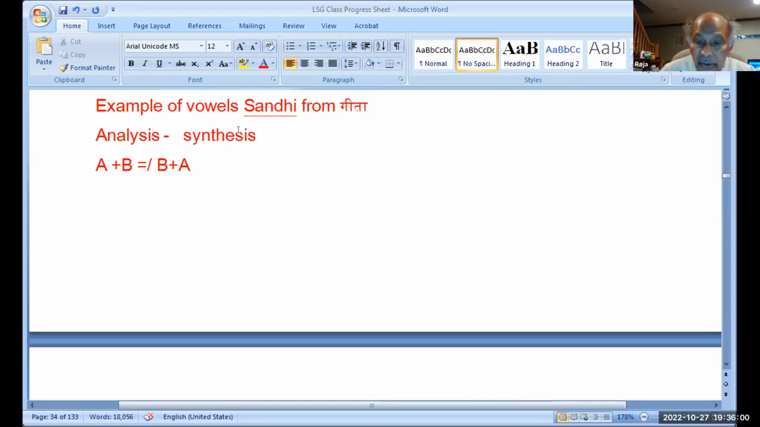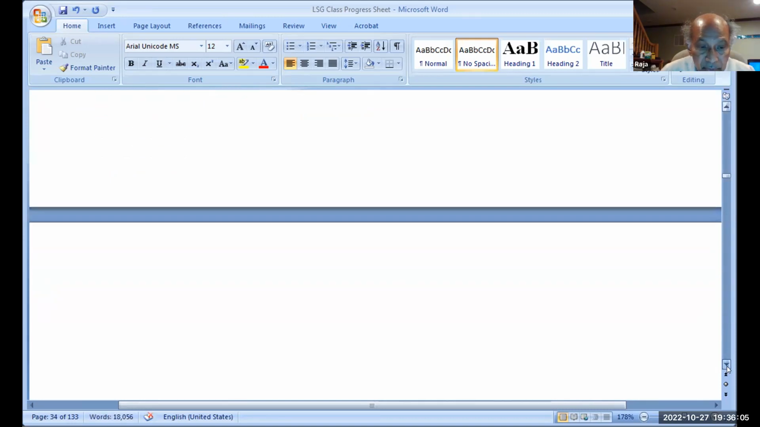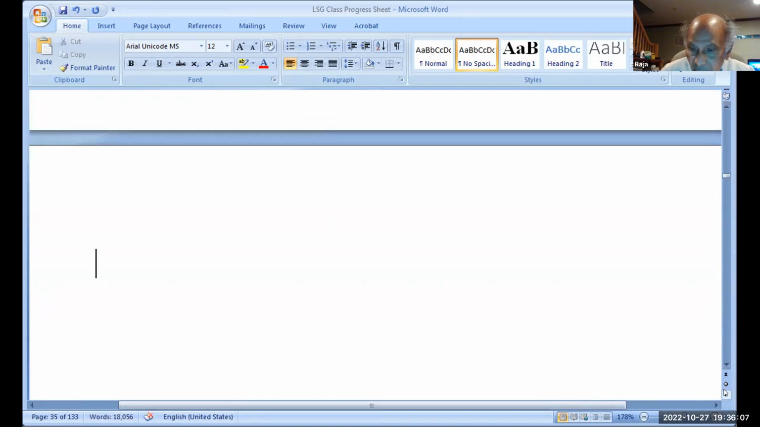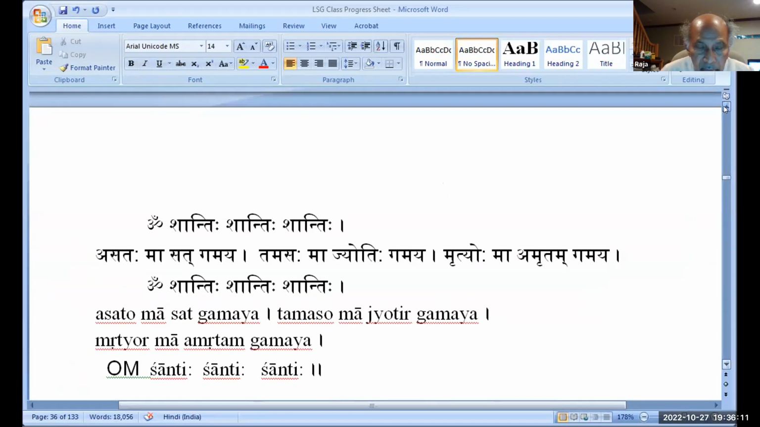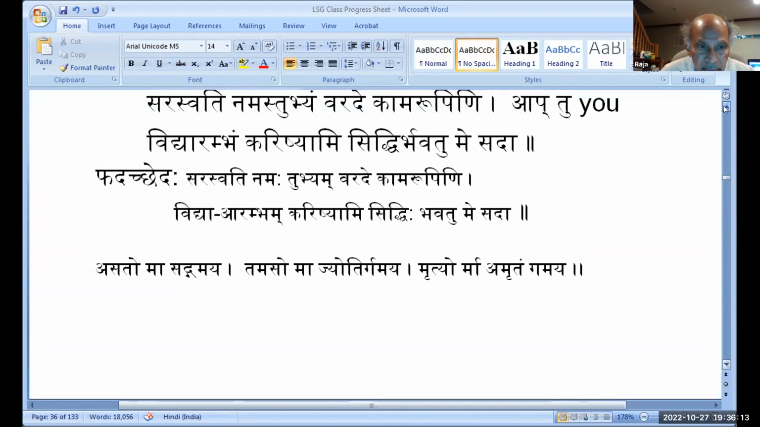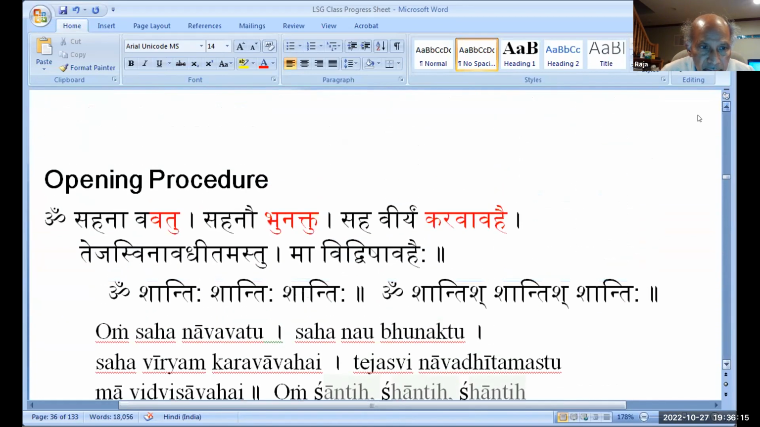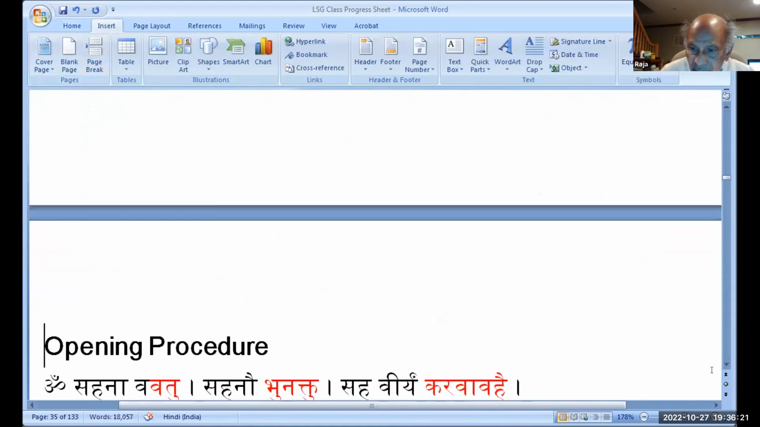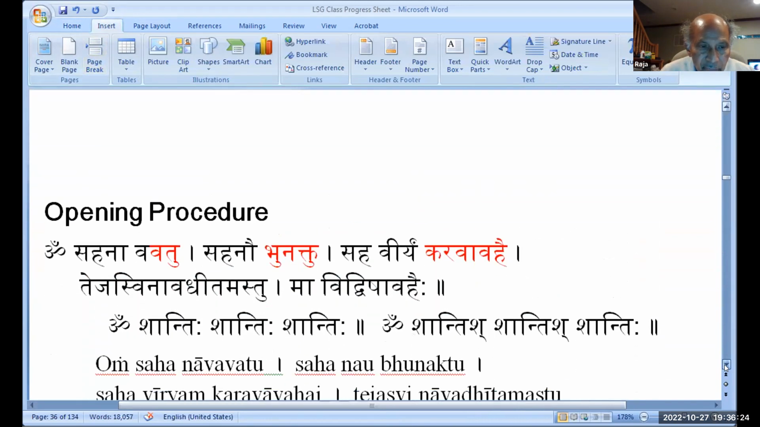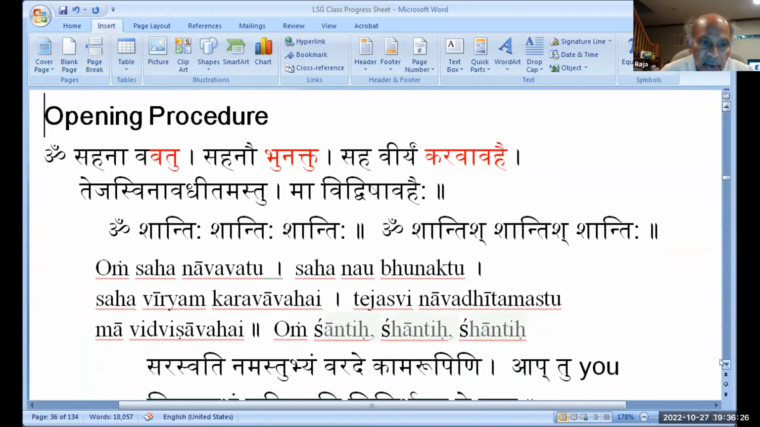Now let's start our session, which is our usual procedure. Please join with me in chanting this sloka. We are going to use this sloka a lot today.